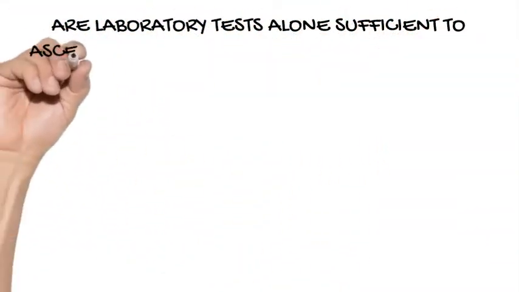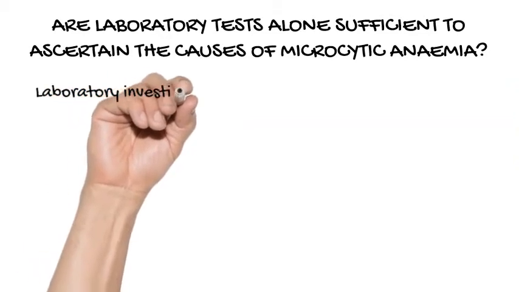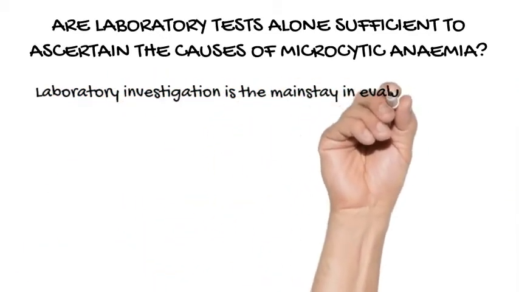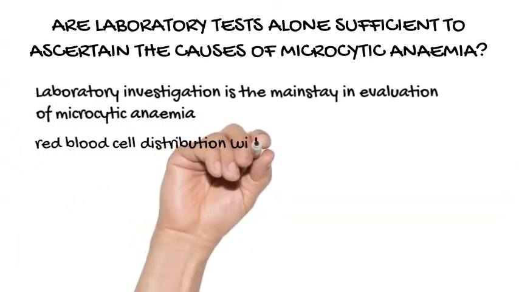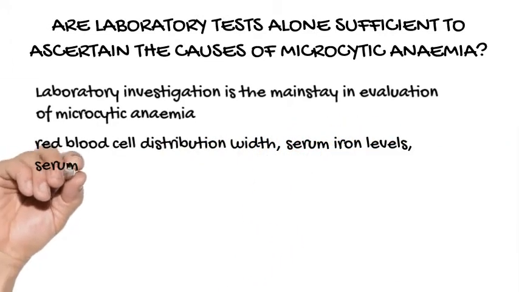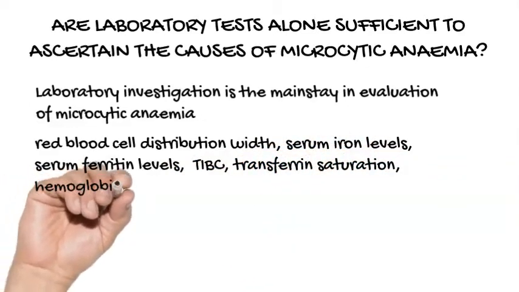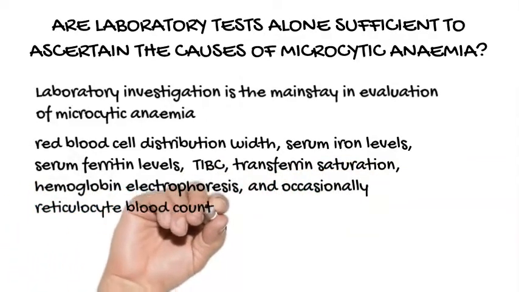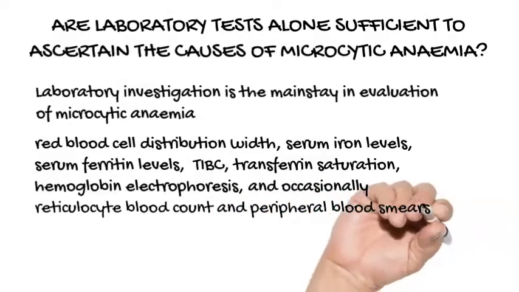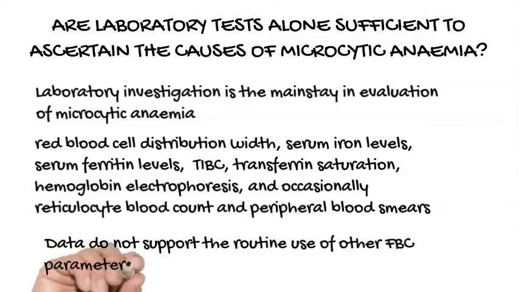Are laboratory tests alone sufficient to ascertain the causes of microcytic anemia? Laboratory investigation is the mainstay in evaluation of microcytic anemia. Laboratory tests that may help in differentiating the cause of microcytosis include red blood cell distribution width using the FBC, serum iron levels, serum ferritin levels, total iron binding capacity or TIBC, transferrin saturation, hemoglobin electrophoresis, and occasionally reticulocyte count and peripheral blood smears. Data do not support the routine use of other FBC parameters in the evaluation of microcytosis.